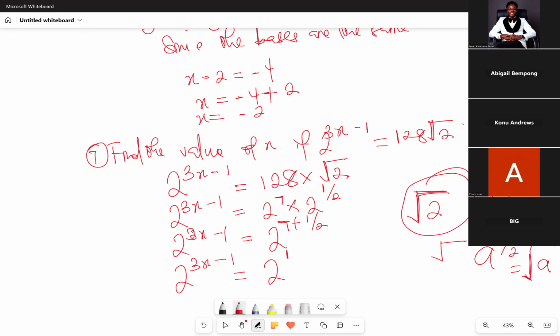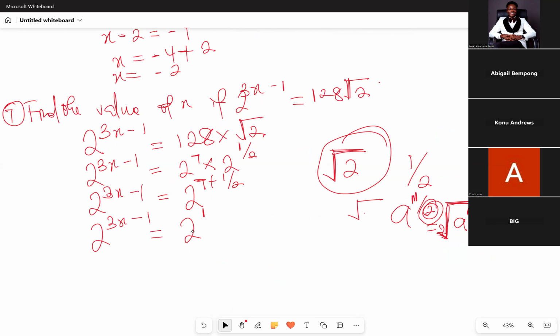Now, the name of the root comes from the denominator. So it will be second root, which we don't even like writing. So it's equal to root of that number raised to what? A power of 1. The power comes from the numerator of the fraction. You'll be confused, I know.